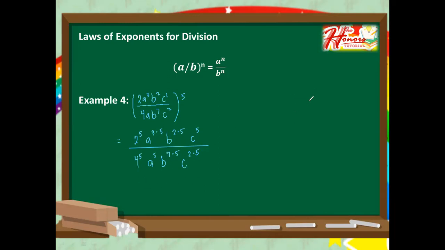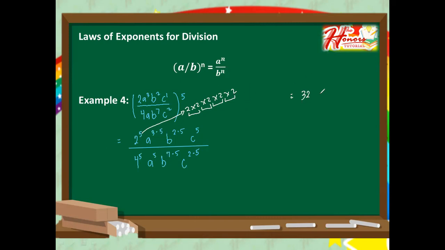So 2 raised to 5, that is equal to 32. Why is it equal to 32? Because 2 raised to 5 means 2 times 2 times 2 times 2 times 2. So meaning you have to multiply the base to itself 5 times because the exponent is 5. So 2 times 2 is 4, times 2 that's 8, times 2 that's 16, times 2 it's 32. So therefore the answer is 32 when it comes to 2 raised to 5.